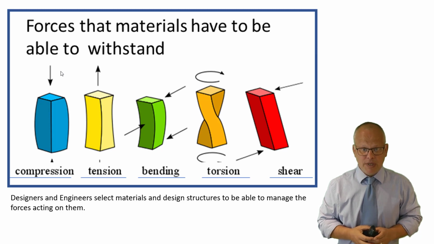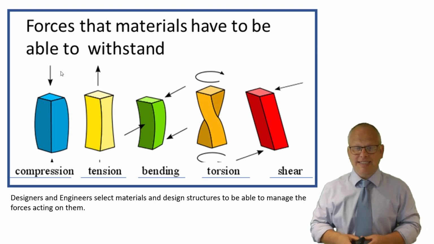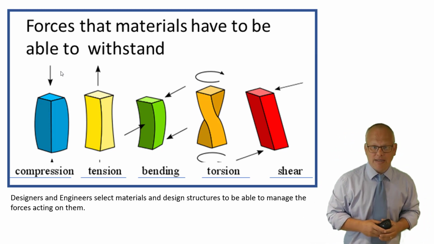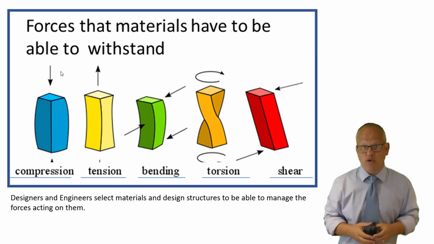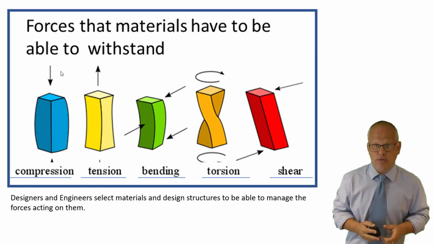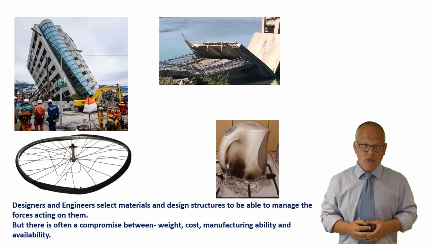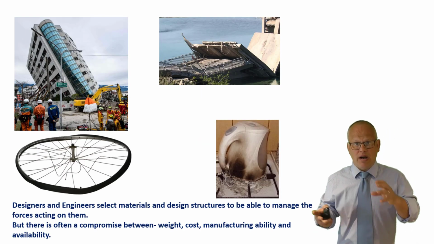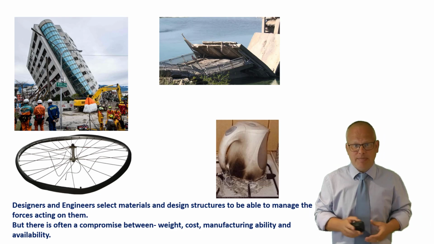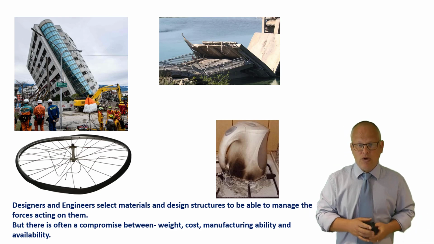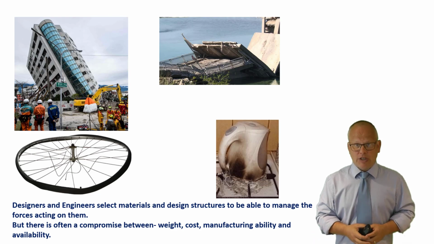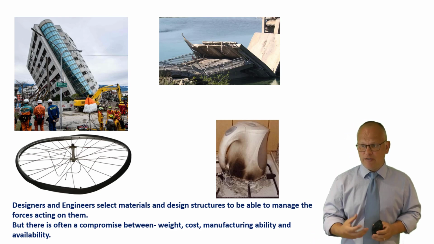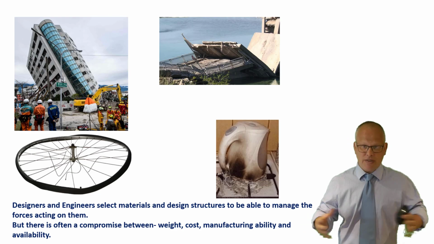Now, designers and engineers select their materials and design structures that are able to manage forces acting upon them, because those forces are there and they're going to act on the product. Where the forces are overwhelmingly large unexpectedly, in the case of earthquakes or impact, that's when you get structural failure.